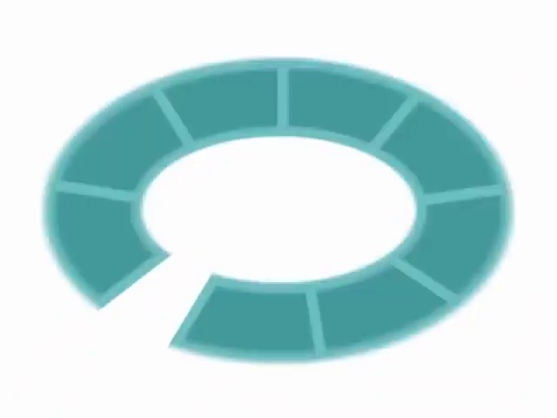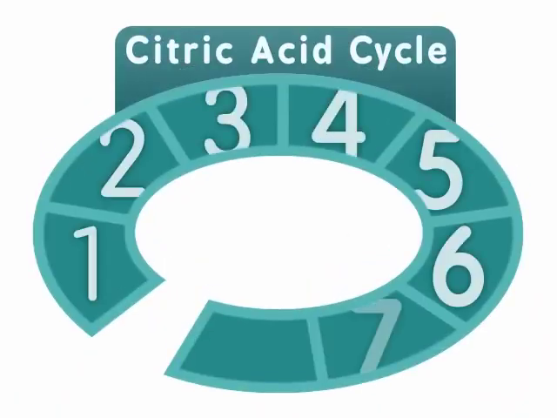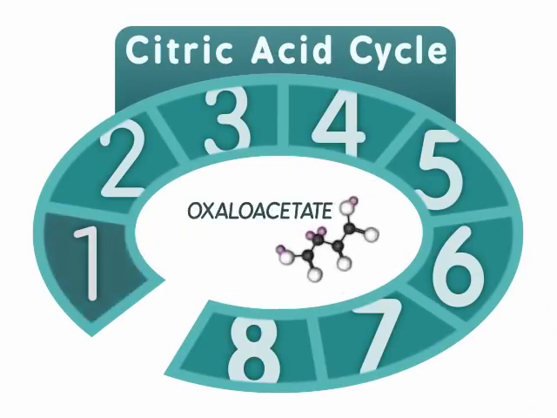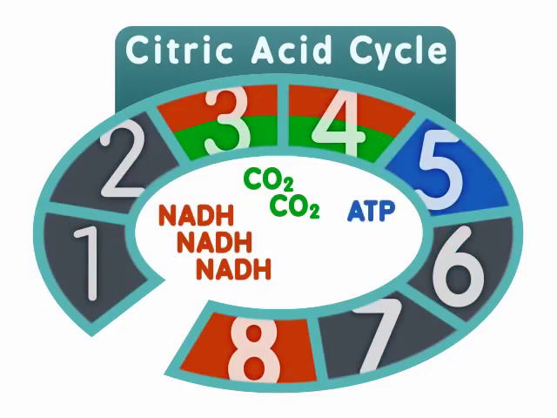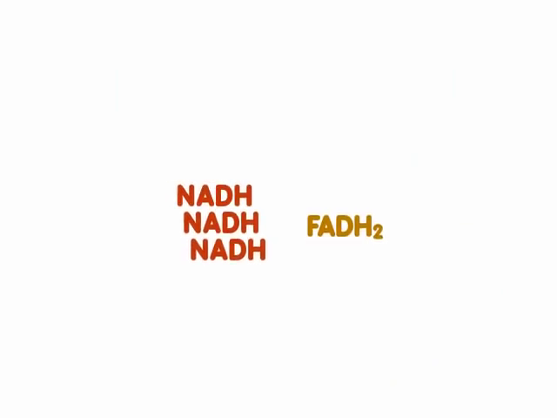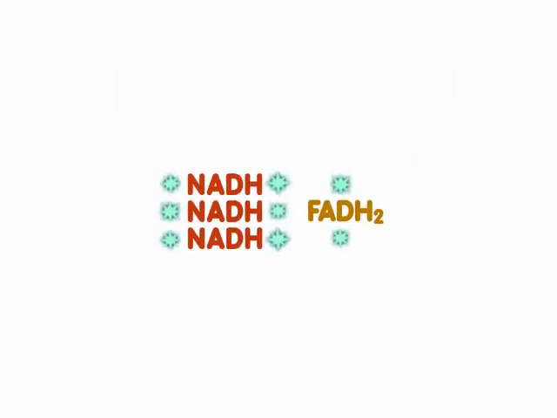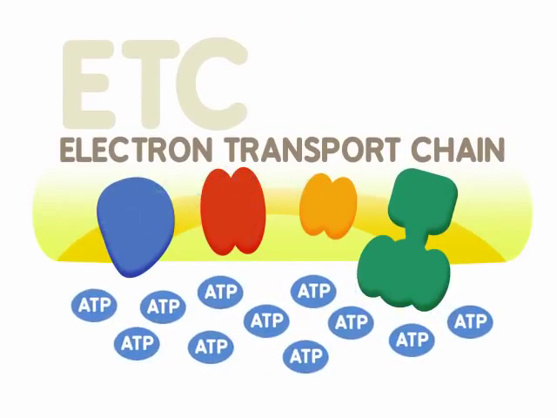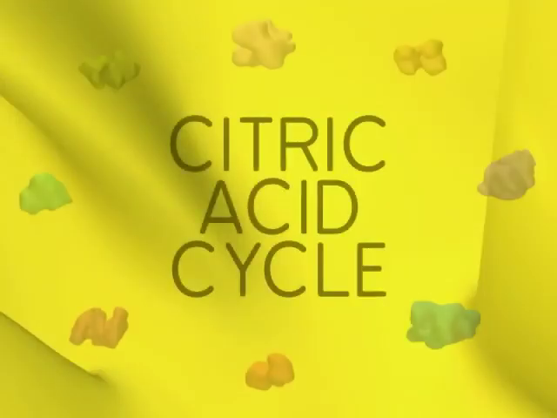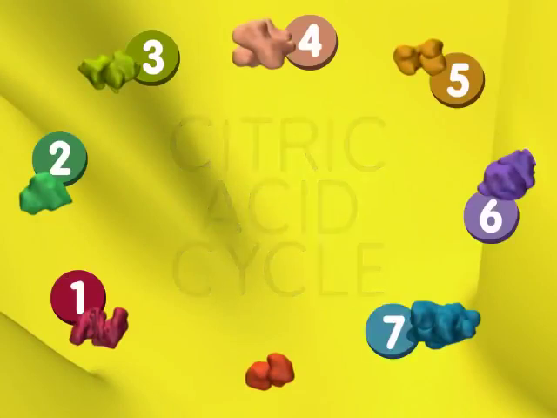The citric acid cycle involves 8 chemical reactions that use acetyl-CoA and oxaloacetate to produce carbon dioxide, NADH, ATP, and FADH2. The NADH and FADH2 are electron carriers that can be used in the electron transport chain to make more ATP for a cell. Let's take a look at the major steps of the citric acid cycle.